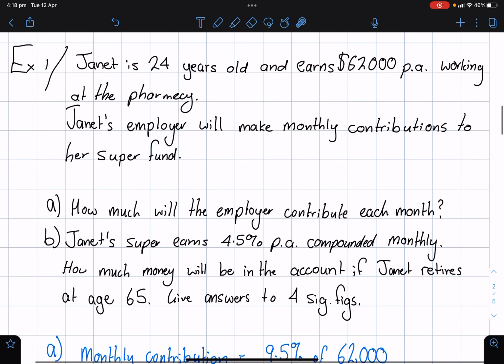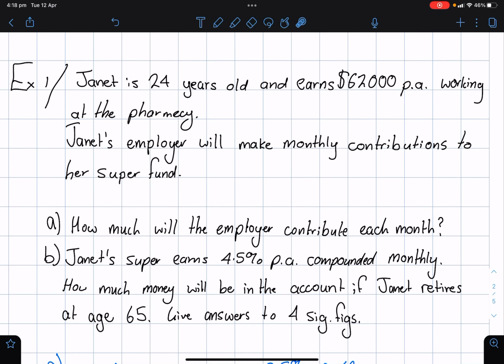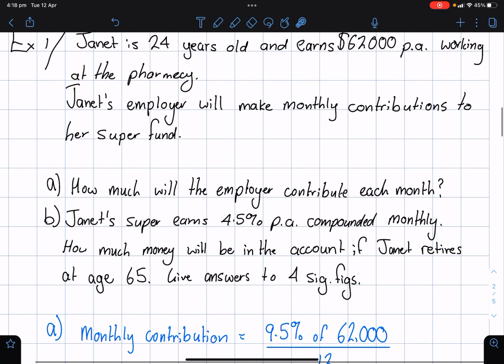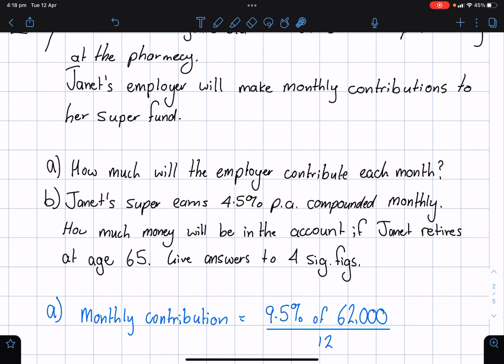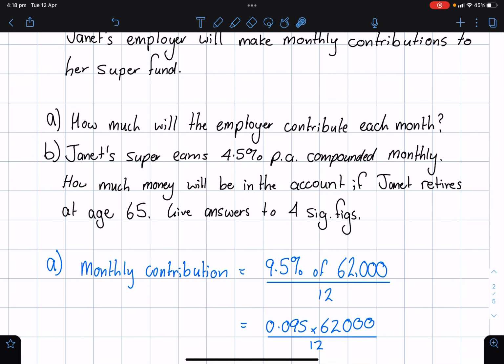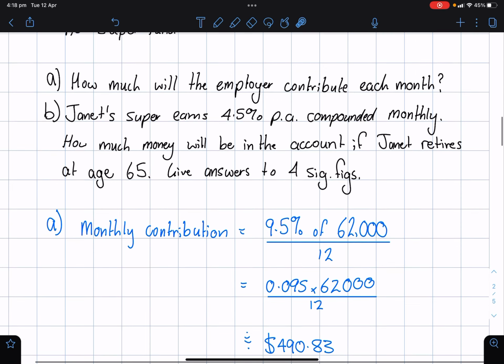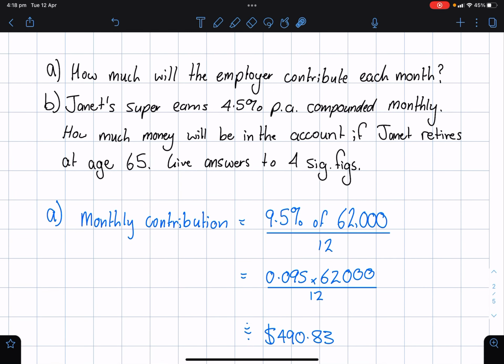All right, so let's break this down. Part A, the monthly contribution that the employer will contribute. All right, so as I said above, the employer must contribute 9.5% of your wage. And it's monthly, so we find 9.5% of your yearly wage, so in this case $62,000, divide that by how often is being paid out. So in Janet's case, it's every month, so we divide it by 12. So we've got 0.095 times 62,000 over 12, which is approximately $490.83 a month.